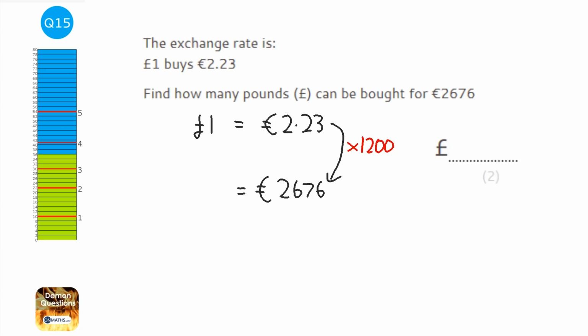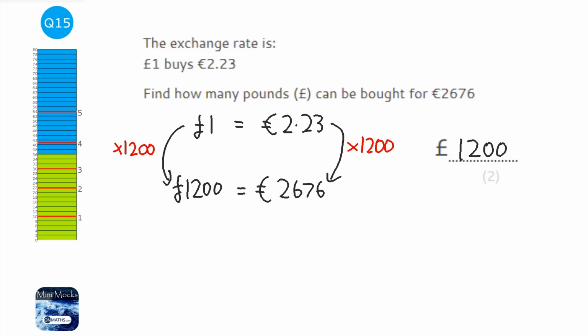So if that works that side, it has to be able to work this side as well. So I'm going to times this side by 1,200, which is quite obvious. 1 times 1,200 is going to be 1,200, and that's going to be my answer, 1,200.